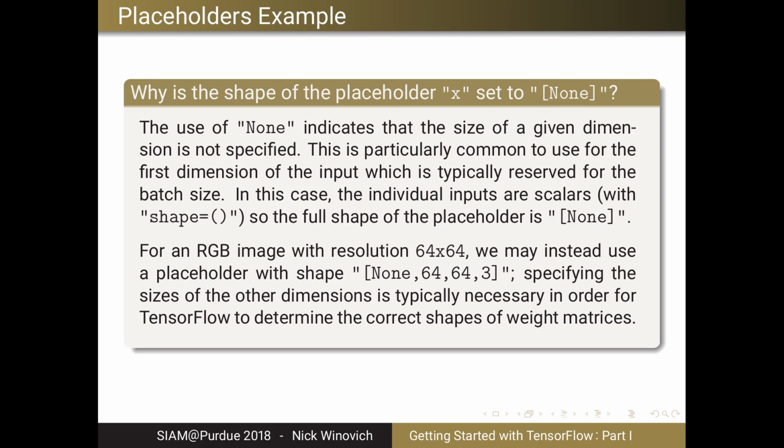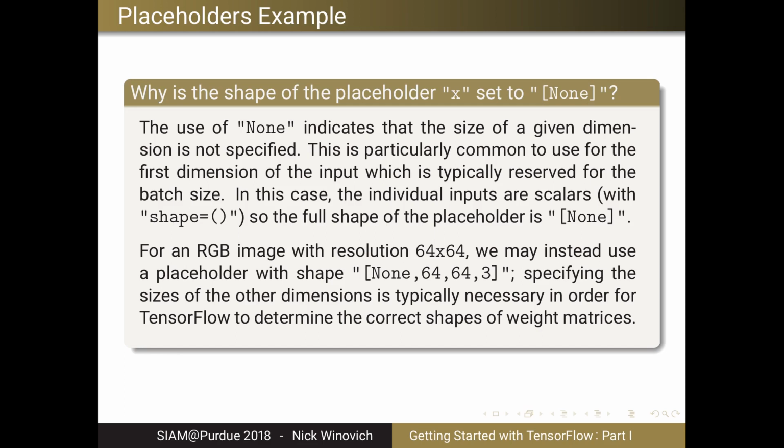A common or typical example where you may have a different type of shape would be with images, so RGB images. You typically have some resolution, maybe 64 by 64, and then 3 color channels, R, G, and B. And you may define a placeholder in this case with shape None for the batch size, which may change, but then 64, 64, and 3 for the height, width, and channel count. This is referred to as the NHWC format, N number of batches, height, width, and channels, which is typically the default.